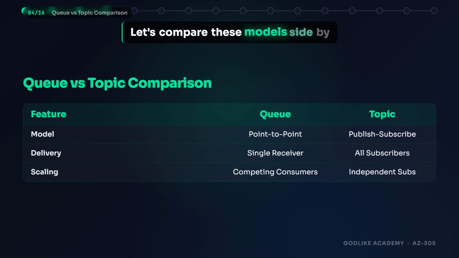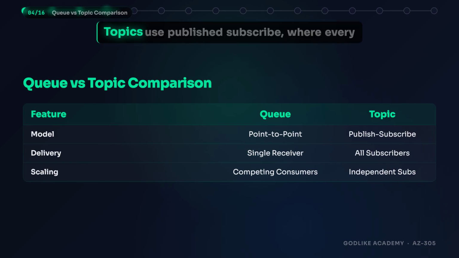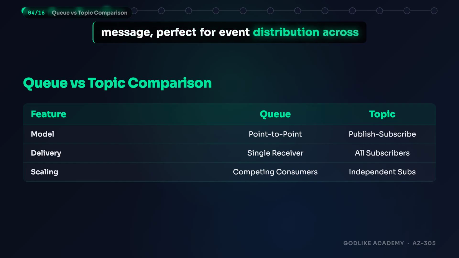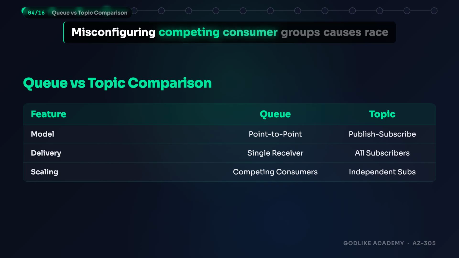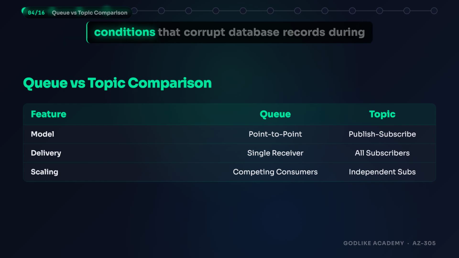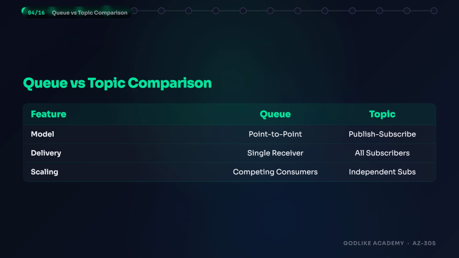Let's compare these models side by side for your architecture design. Queues follow a point-to-point model where each message is consumed by exactly one receiver, making them ideal for load-leveling tasks like order processing. Topics use publish-subscribe, where every subscriber gets a copy of the message, perfect for event distribution across inventory and billing systems. Misconfiguring competing consumer groups causes race conditions that corrupt database records during peak traffic hours.